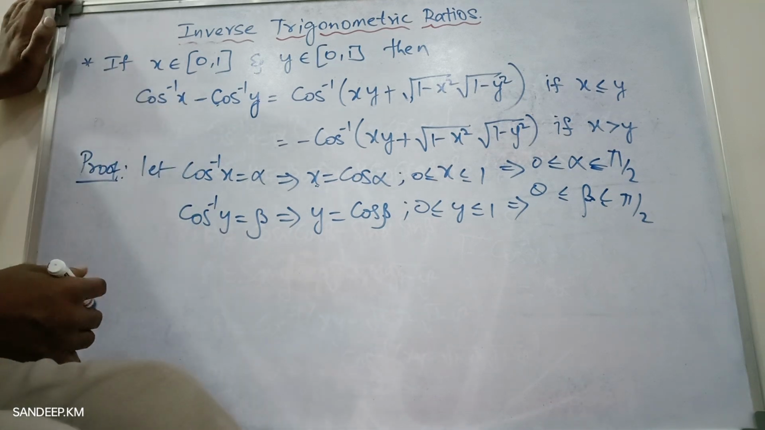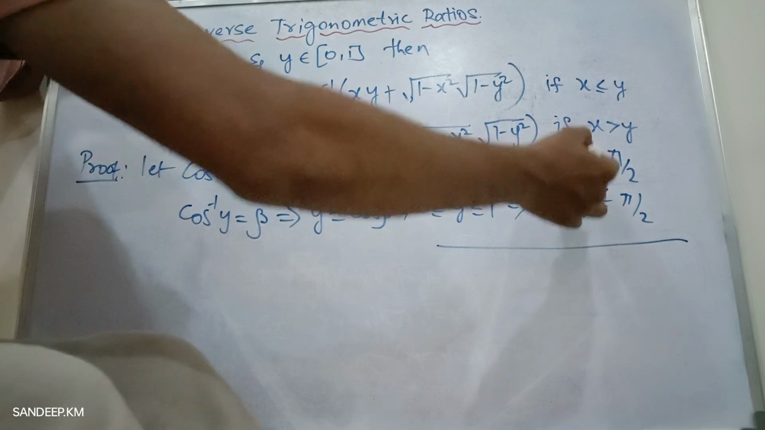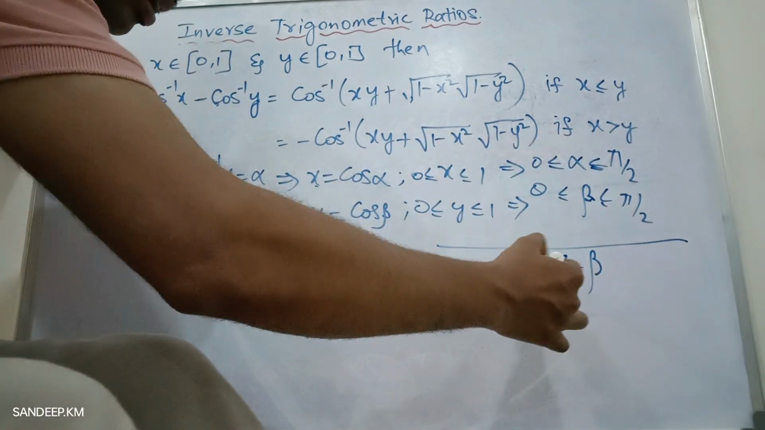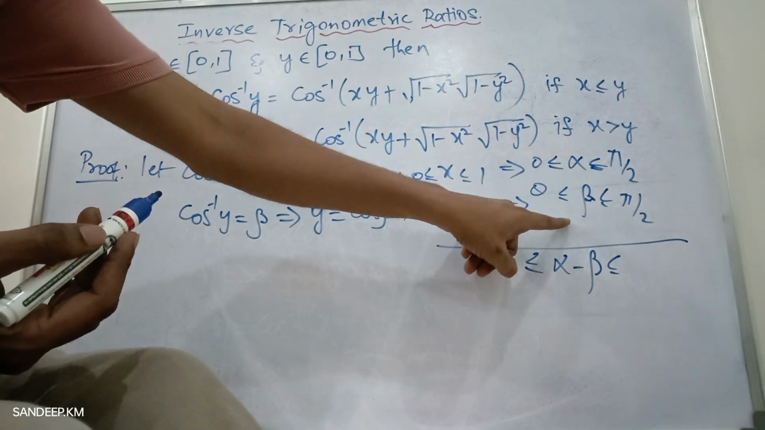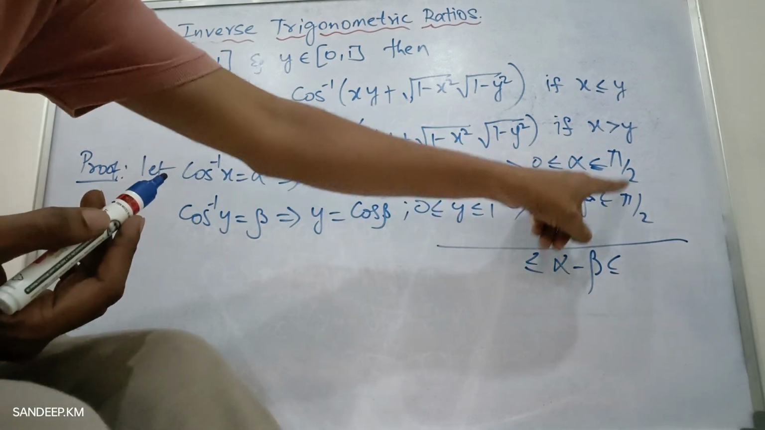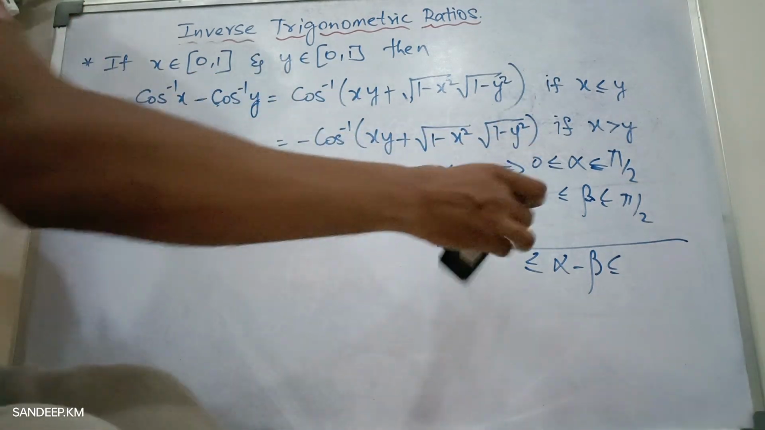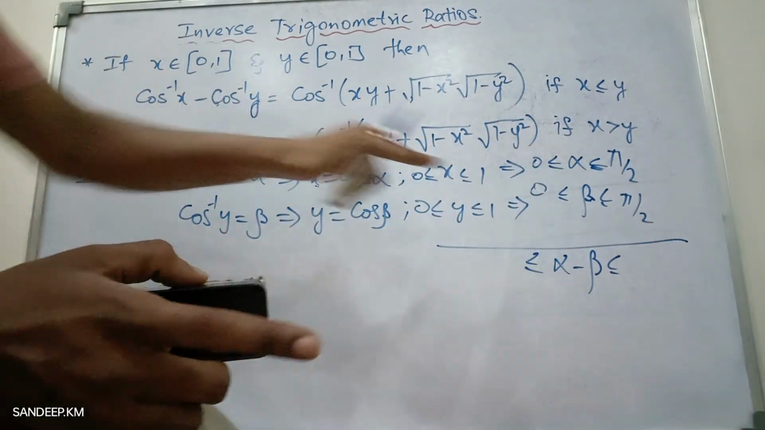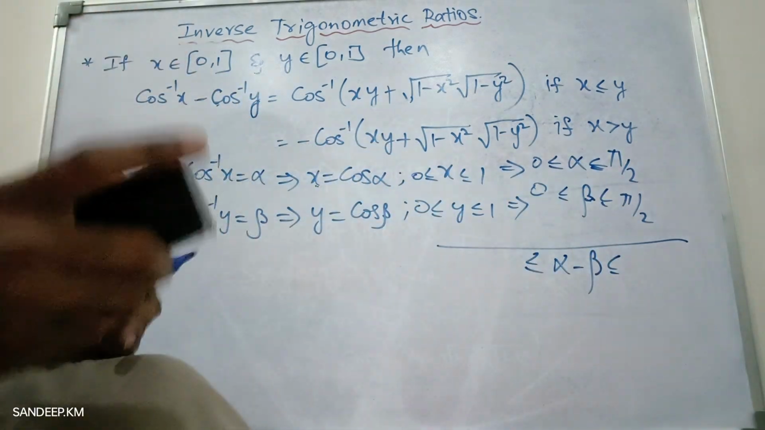We are talking about what here, students? Alpha minus beta in this particular theorem. So let us see what is alpha minus beta between. While adding alpha and beta, we will add 0 plus 0 and pi by 2 plus pi by 2. But while subtracting, we will not do like this. We should not do 0 minus 0 is 0, pi by 2 minus pi by 2 is 0. We should not do like that.